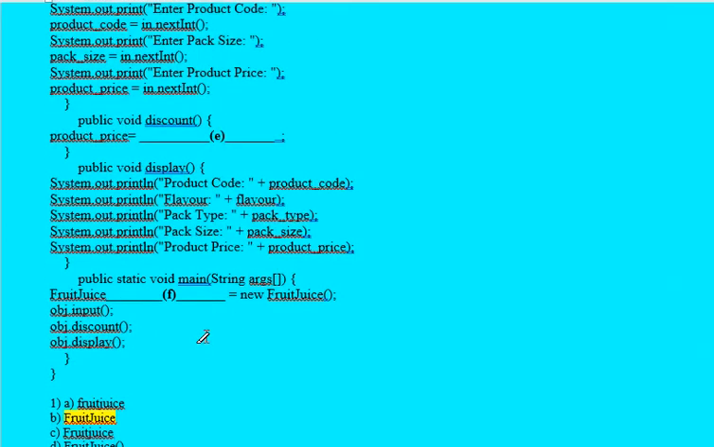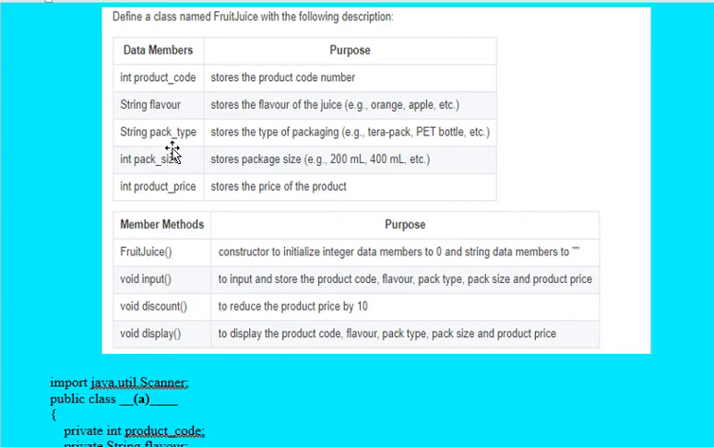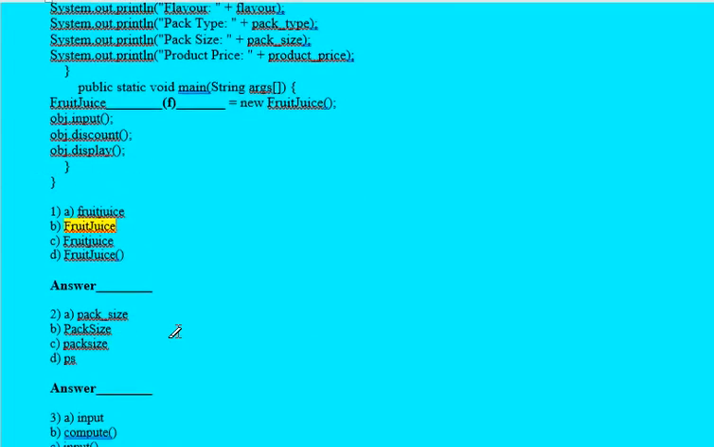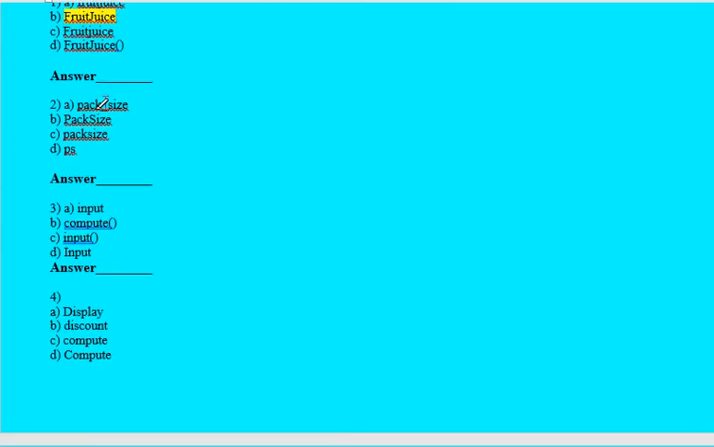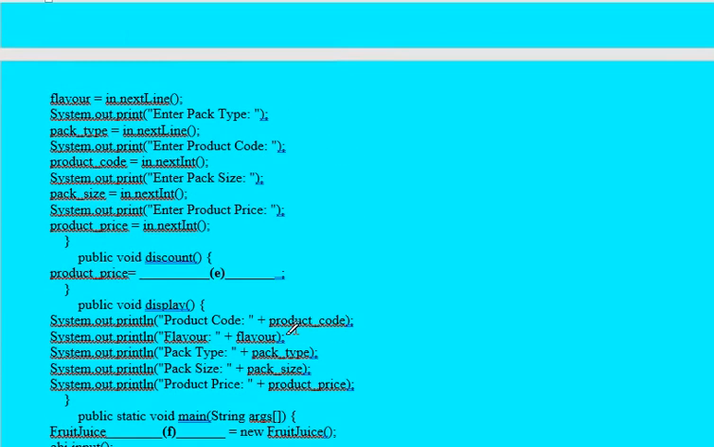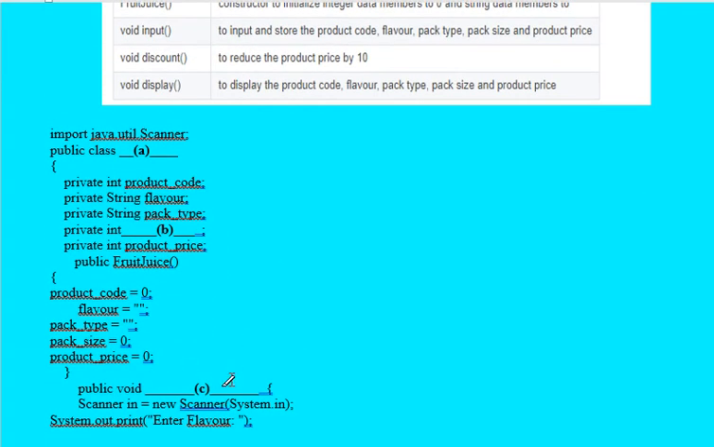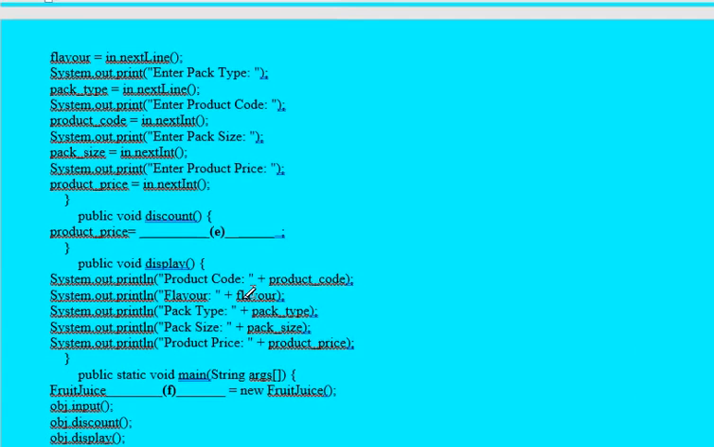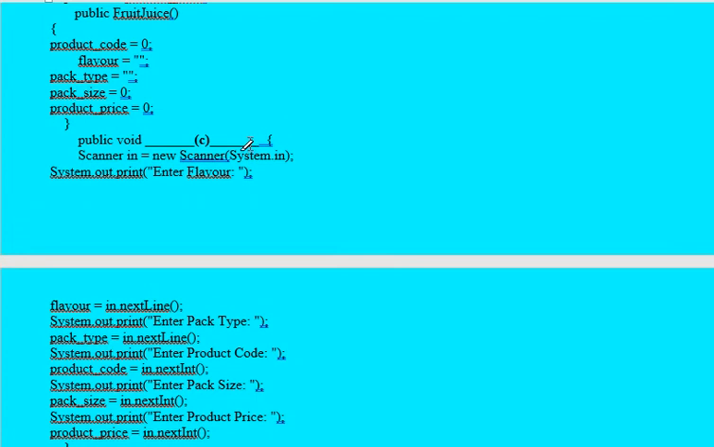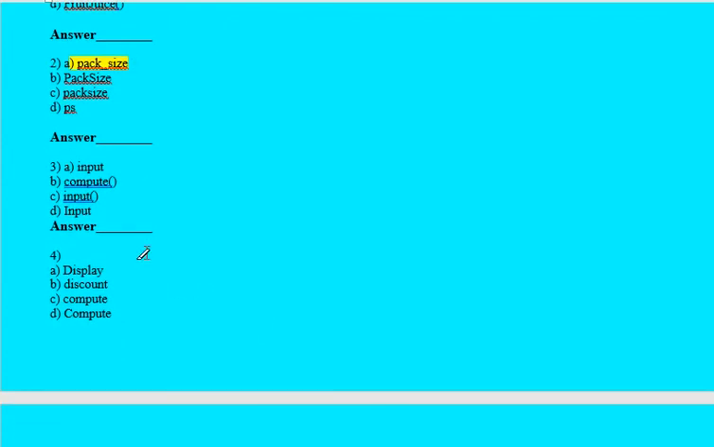The next one is pack size. Go and check how they have declared pack size. Pack underscore size. So come down. Where is pack underscore size? A option. So here you have to write A. Okay. Input, compute, input, input. So what's the answer? Third one. So 1, 2, 3. Coming to C. What are we doing here? We are taking input. So input is this one. Input open and close bracket. But you have to check whether open and close bracket is given. It's not given. So the answer will be again C.